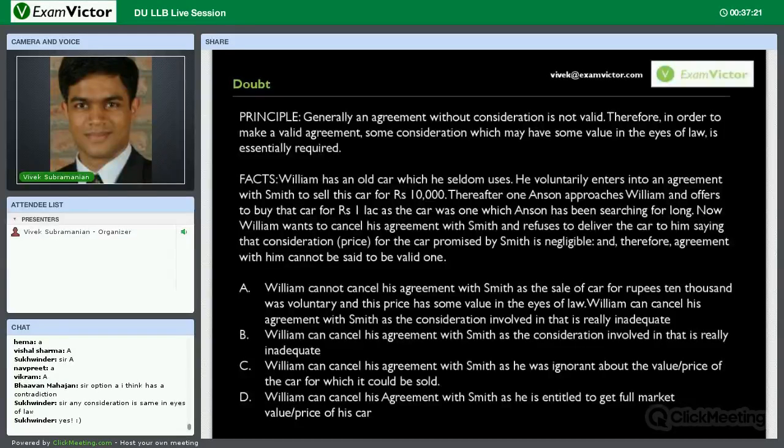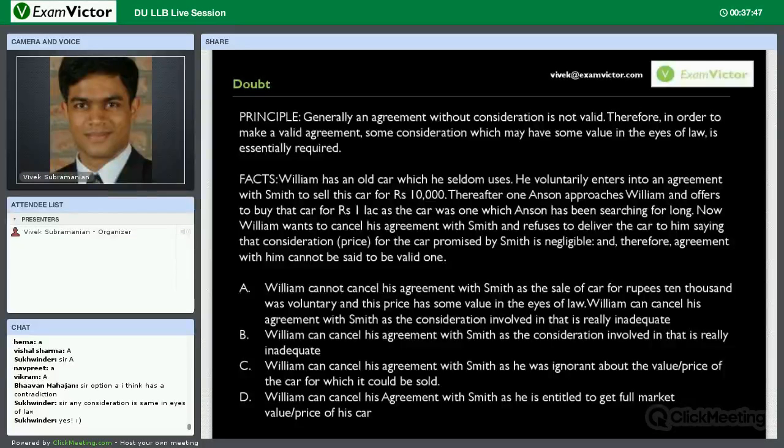So monetary consideration definitely has a value in the eyes of law. And it is immaterial whether the consideration is adequate or inadequate. The principle also does not say that the consideration should be adequate. Agreed, in this factual matrix, the consideration is not adequate. 10,000 as compared to 1 lakh is certainly inadequate. But that is not the point. And therefore, the correct answer is A.